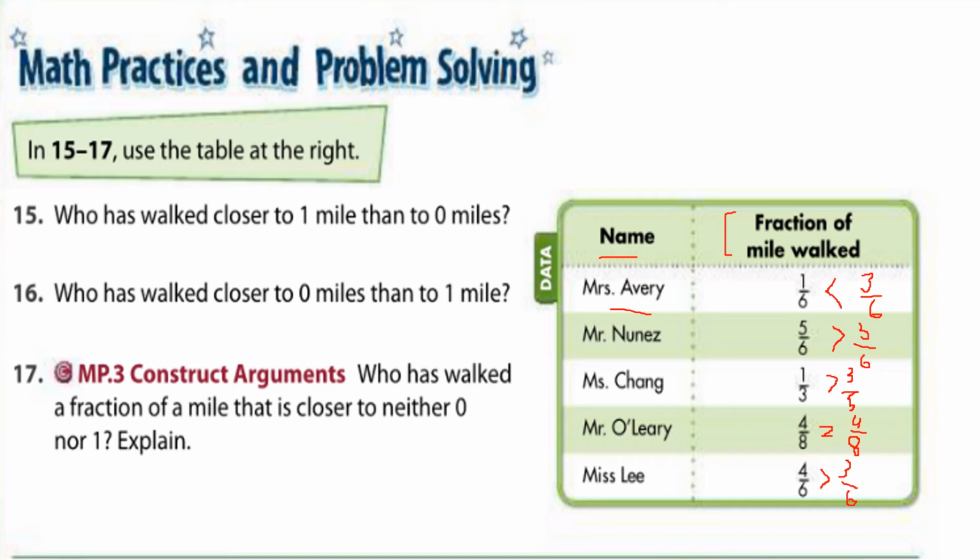Now let's see the questions. Question 15 says, who walked closer to 1 mile than to 0 miles? So the answer to that would be Mr. Nunes and Miss Lee. The second question is, who has walked closer to 0 miles? Closer to 0 miles than to 1 mile. The answer to that would be Mrs. Avery and Miss Chang.